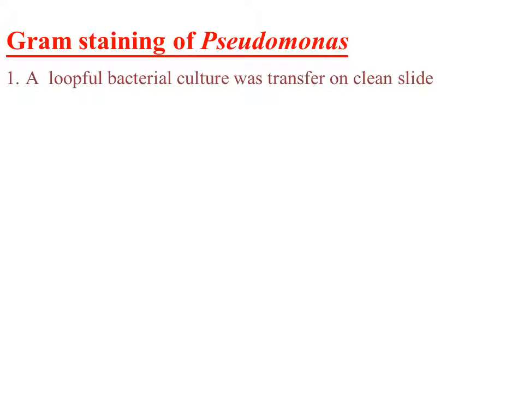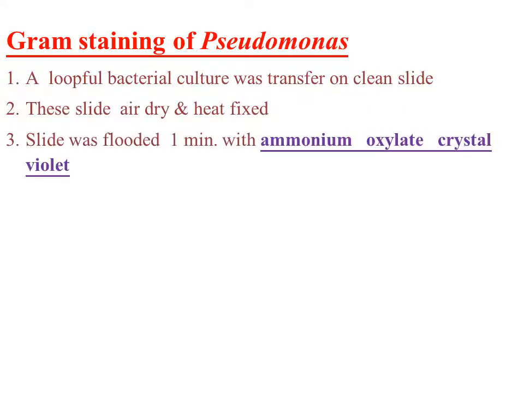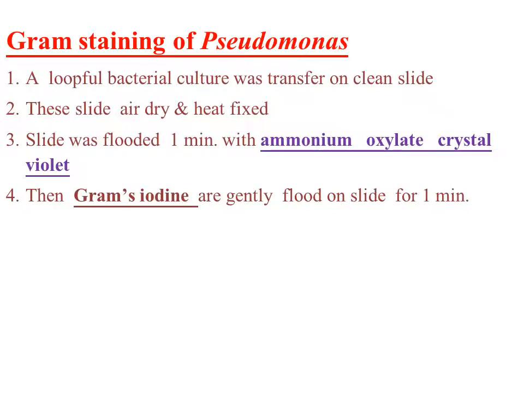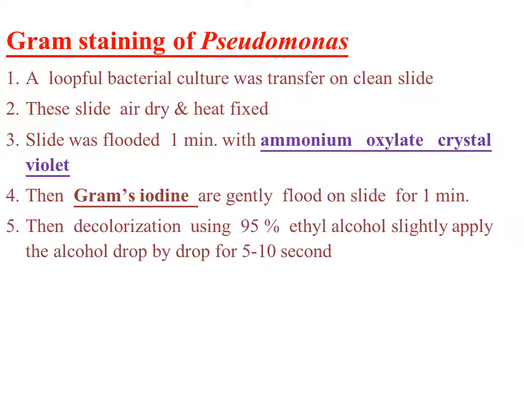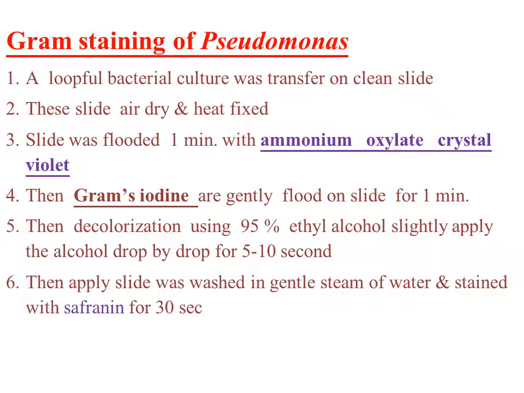The gram staining process is a method to identify bacterial cultures. A loopful of bacterial culture is transferred onto a clean slide. The slide is air dried and heat fixed. The slide is flooded with ammonium oxalate crystal violet solution for 1 minute. Then gram iodine stain is gently flooded on the slide for 1 minute. Decolorization of the slide is done using 95% ethyl alcohol, applied slightly drop by drop for 5 to 10 seconds.